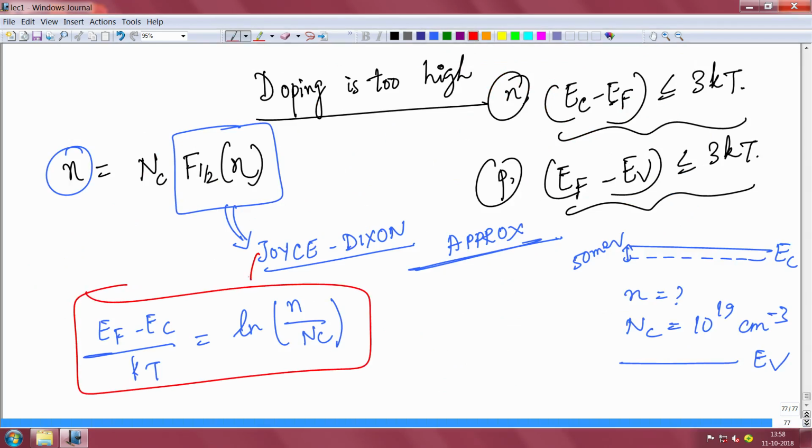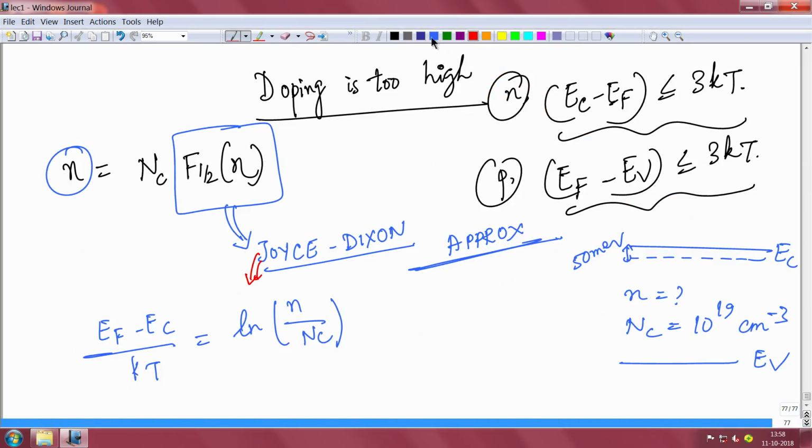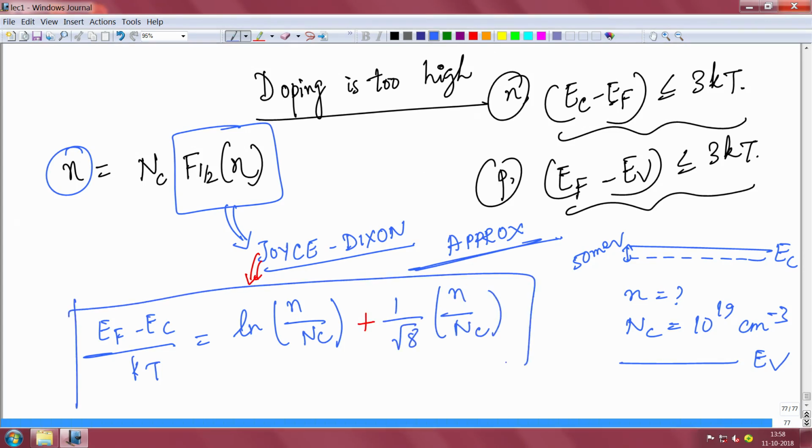For Joyce-Dickson, you add just one more term. You know what that term is? You add one more term, and that term is plus, I will use the blue color, 1 by square root of 8 times n by Nc. This is your Joyce-Dickson approximation that you can apply when your doping is high, so that your EF minus EC is less than 3 kT. You can use this approximation and calculate n.